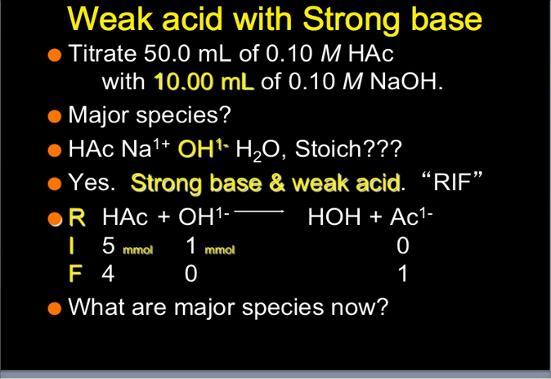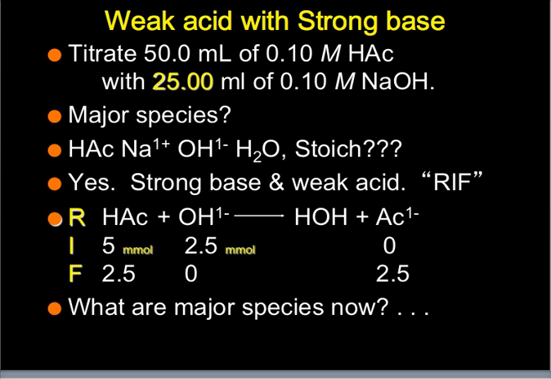Remember that there are several techniques that you can use to calculate the pH. You can either use the equilibrium constant expression, or you could use the Henderson-Hasselbalch equation. Your call, your choice. Another example, now we've continued to add base. We've got 50 milliliters of the acid mixed with 25 milliliters of the base.